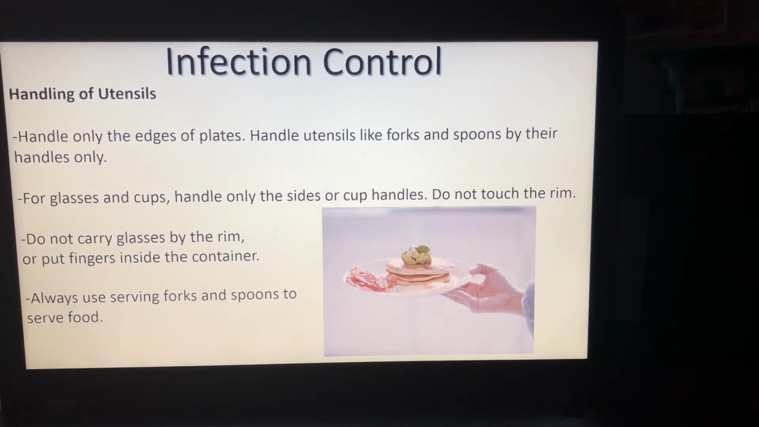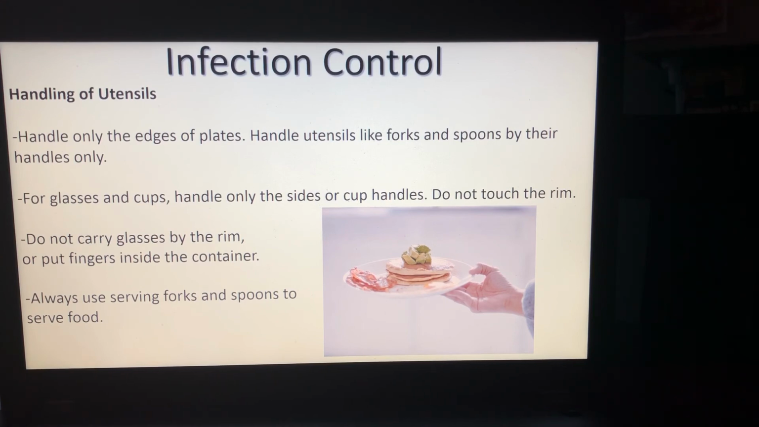Handling of utensils. So we only handle the edges of plates. You can see this picture right here. This person's doing a really good job. You want to hold the bottom and just the very barest minimum amount of your thumb holding onto that plate. We don't want our whole thumb deep into the plate. The very minimum is what we want to do.